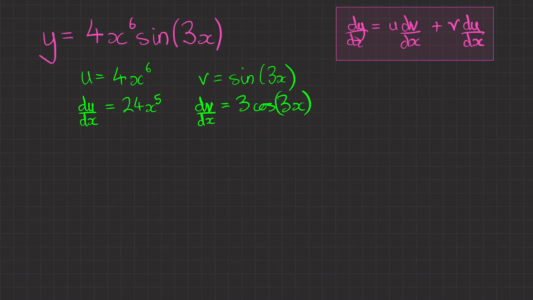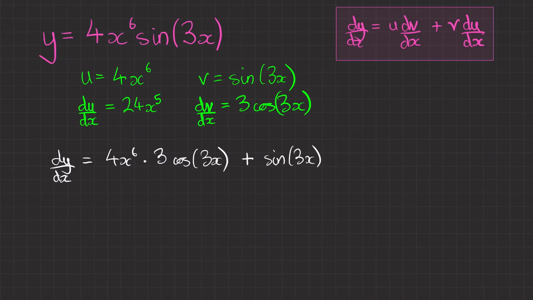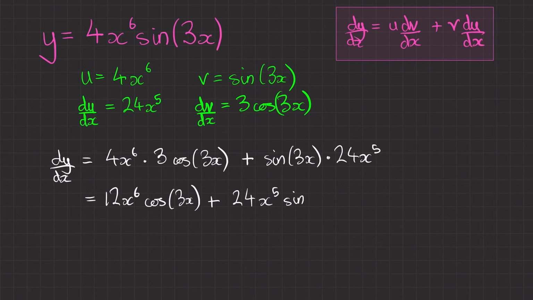So let's substitute and find what dy by dx is. dy by dx equals u, which is 4x to the 6, multiplied by dv by dx, which is 3 cos 3x, plus v, which is sine 3x, multiplied by 24x to the 5. So it's not going to look as nice as previously. Let's simplify this. So equals 12x to the 6 cos 3x plus 24x to the 5 sine 3x.